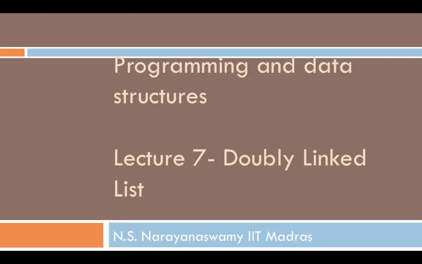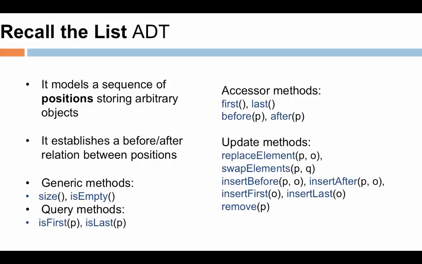All right, so doubly linked list. As I said before, we are going to extend the list abstract data type. And this is a summary of the list abstract data type. Recall that the data is organized in a list-like fashion, and we have some generic methods to query the list itself, whether it is empty or how many elements are there in the list. We can also query a certain position to find out whether it is the first or the last position. And then we have access methods which will return pointers to specific positions in the list. And finally, we have update methods which change the data values at different positions in the list.